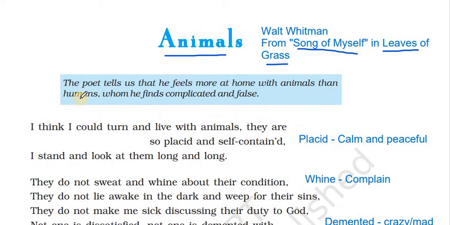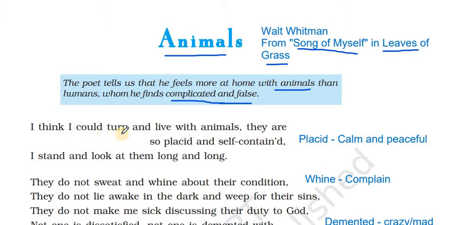Animals by Walt Whitman. The poet tells us that he feels more at home with animals than humans, whom he finds complicated and false. So the first introduction itself gives an insight into how the poem is going to be. The poet feels that he's very comfortable with animals because they are very simple, and he finds humans to be really complicated and false. So let's move into the poem.